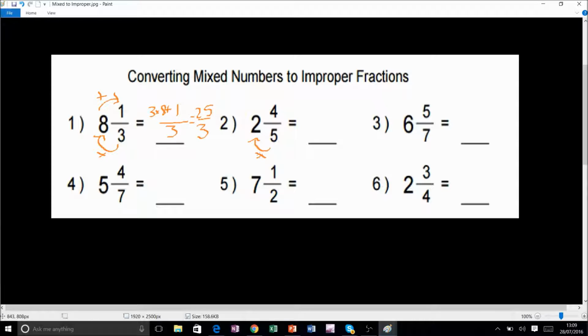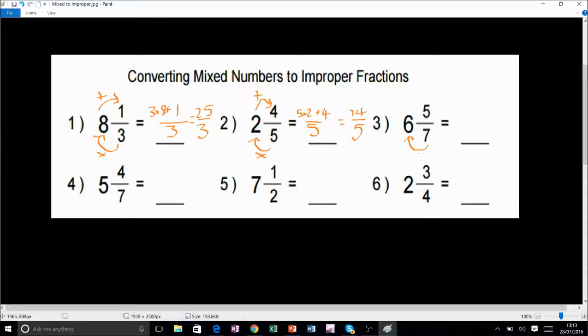Now let's look at this one. So times, and then plus. We know our denominator is going to be 5. So 5 times 2, then plus 4. So 5 times 2 is going to give us 10, plus the 4 is going to give us 14. So we're going to get 14 over 5.